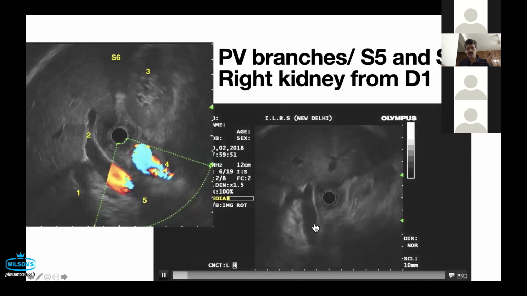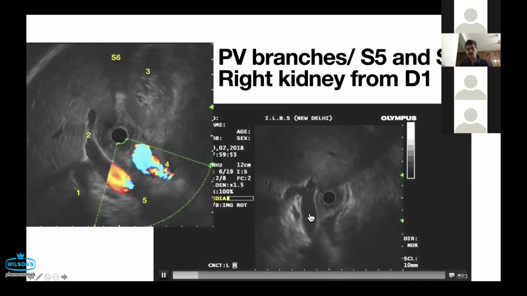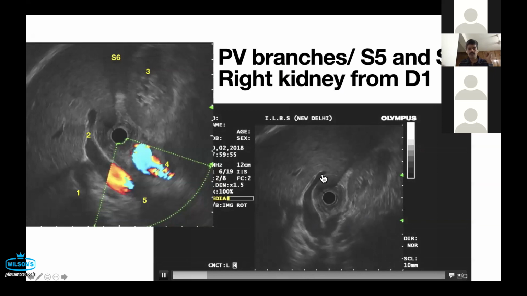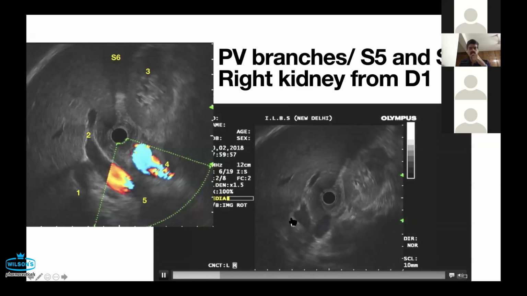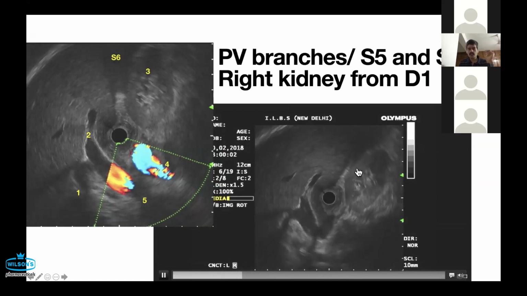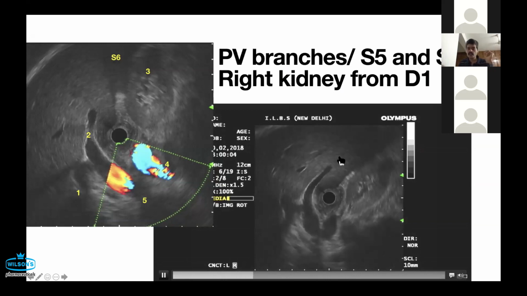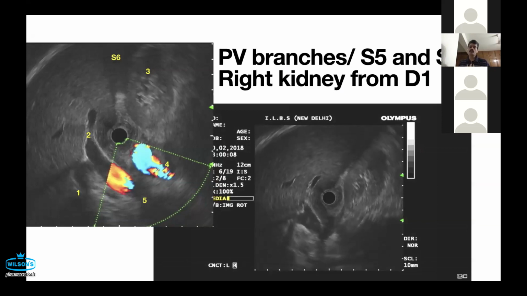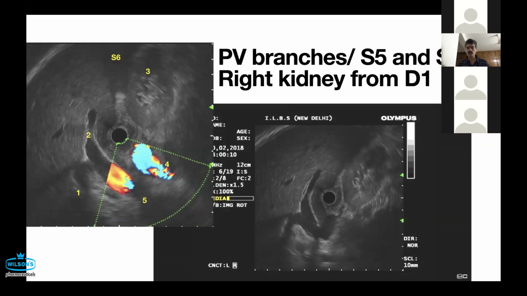So this is the standard imaging from the duodenal bulb. All of you would recognize the portal vein. This is the right portal vein, and this is the left portal vein from the duodenal bulb. And what you see here is the kidney, and the segment that is adjacent to this part is segment 6. So this is how you see segment 6 with a radial EUS probe from the duodenal bulb.